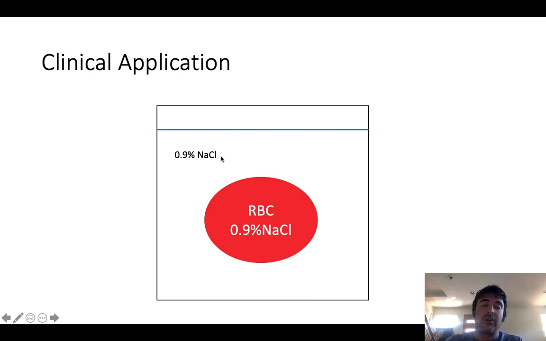Another way to look at this is if the solution is 0.9% sodium chloride, it's 99.1% water. If the inside of the cell is 0.9% sodium chloride, it's 99.1% water. 99.1% water inside and outside the cell. There's no osmotic gradient to promote the movement of water. So water is not going to go anywhere, and we refer to these as being isotonic solutions.